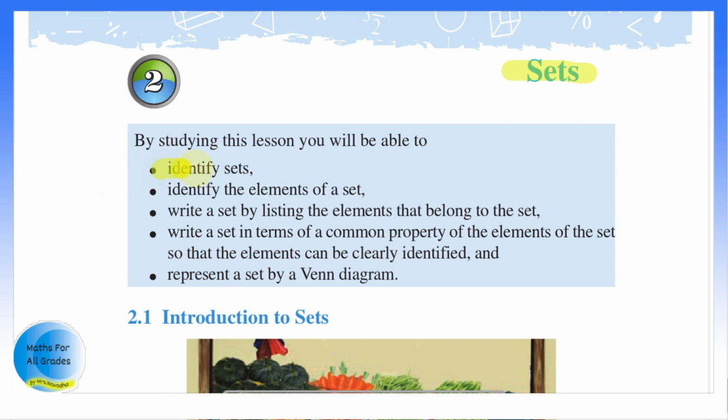First, you will identify sets and then identify the elements of a set. Next, you will write a set by listing the elements. Then you'll identify a common property of the elements and then you'll write a set. Finally, we can represent a set by a Venn diagram.